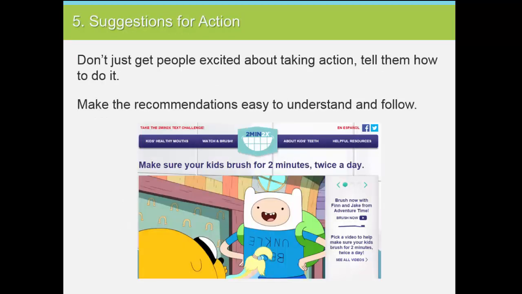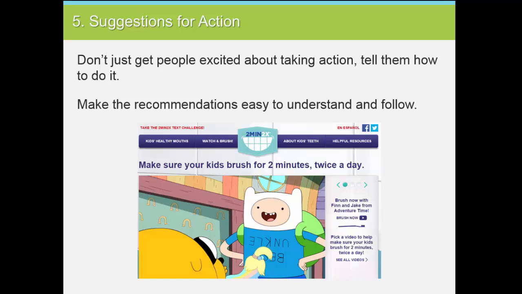Although the mother seems reluctant to let her daughter join the military, her ultimate self-interest is her daughter's happiness and sense of personal achievement. As part of the message, make sure to tell people how to take action and make those recommendations easy to understand and follow.